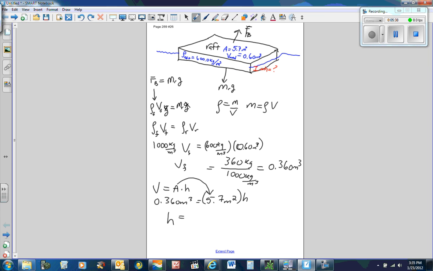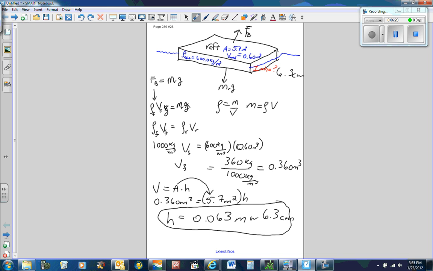H equals, and so we're going to take 0.36 divided by 5.7 meters squared, and that's going to give me about 6 centimeters, looks like. 6.3 centimeters. I'll write it as meters: 0.063 meters, or 6.3 centimeters underwater. That's how much of the raft will be underwater. So this little number here is 6.3 centimeters. That's how you do that problem.